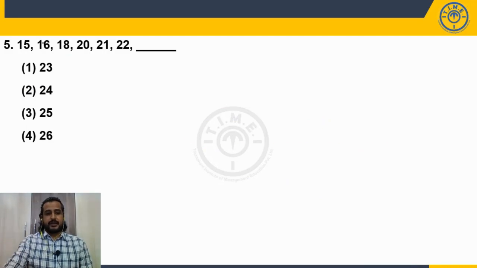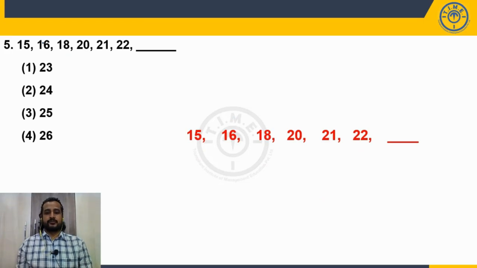15, 16, 18, 20, 21, 22. Look at this. 15, 16 are consecutive numbers. Okay. But 16, 18 are not consecutive. What is missing? 17 is missing. 18, 20 are also not consecutive. Which is missing? 19 is missing. But 20, 21 are consecutive. 21, 22 are also consecutive. But what are the missing numbers? 17 and 19 are missing.